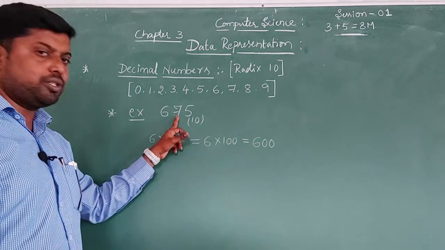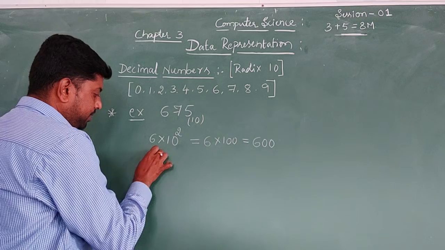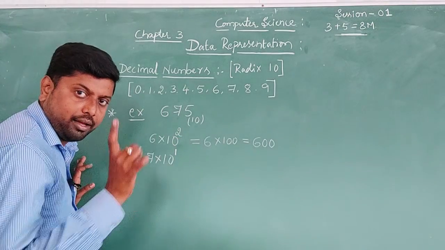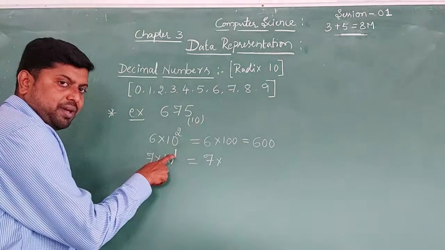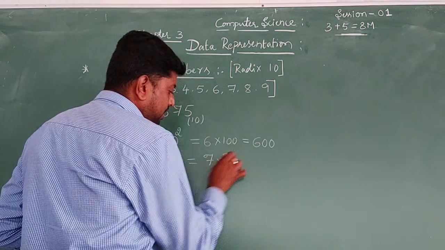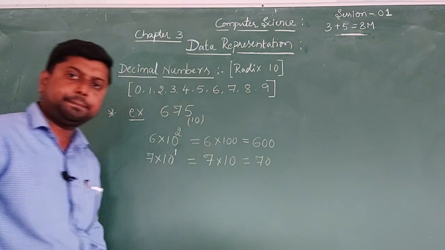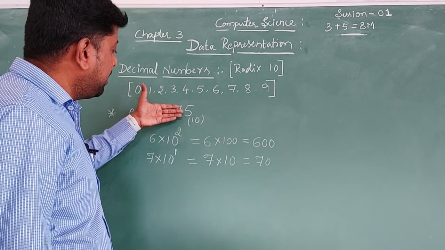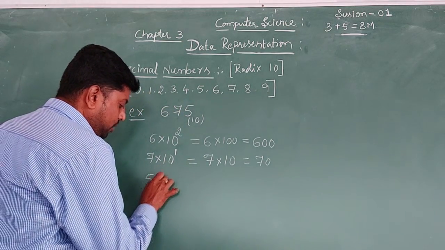Like that, coming to the next value, that is 7, with weightage 0 and 1. See, 7 into 10 to the power of 1. Then 7 into 10 to the power of 1 means the value is 10 into 1 time, so that is 10 itself. 10 into 7 or 7 into 10, that is 70.